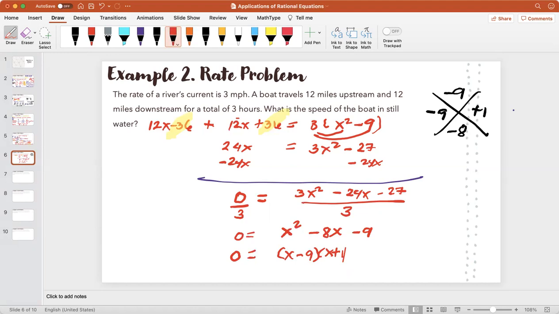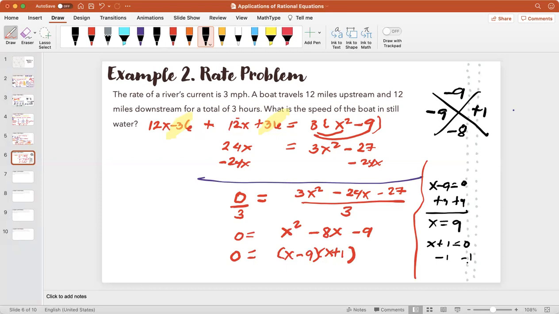And we can solve for your x now here. Solving for x, we set each factor to 0. This will be x minus 9 equals 0. So plus 9 plus 9. We have x equals 9. How about the other one? You have x plus 1 equals 0, minus 1, minus 1, we have x equal to negative 1.